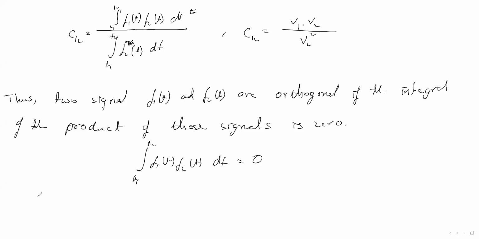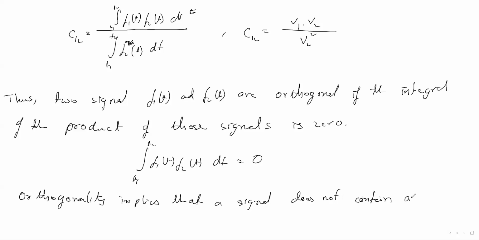Okay, orthogonality of signals implies that a signal or function does not contain any component of the other signal. It's similar to vectors only.